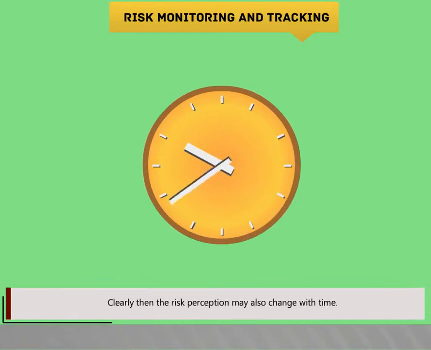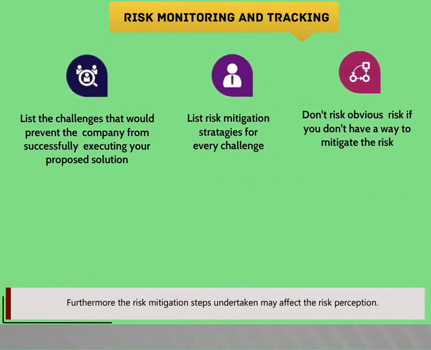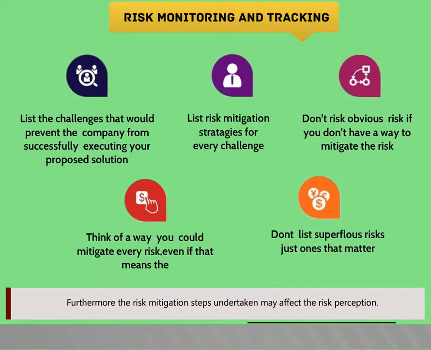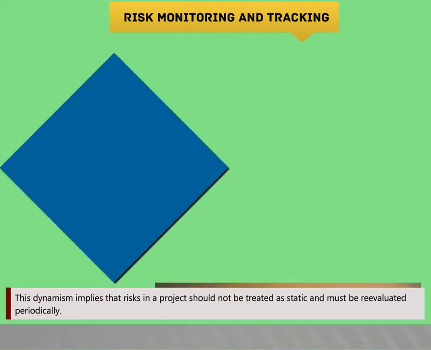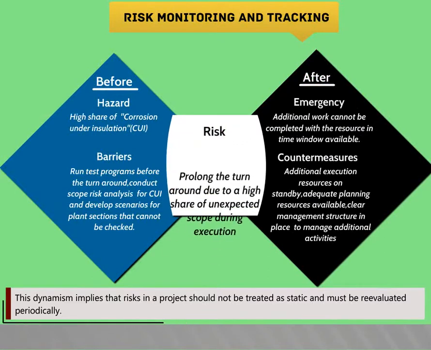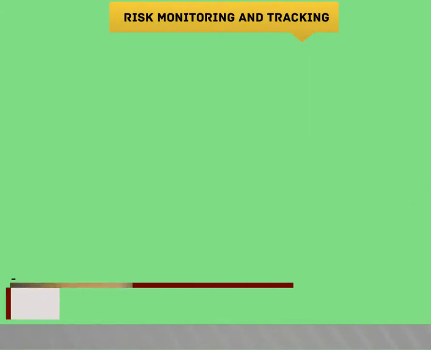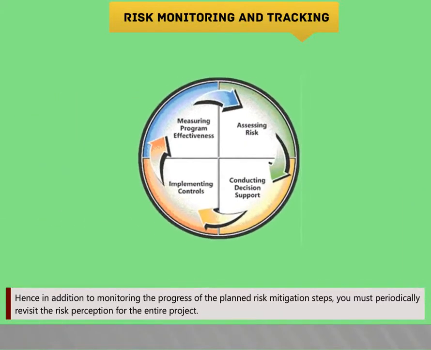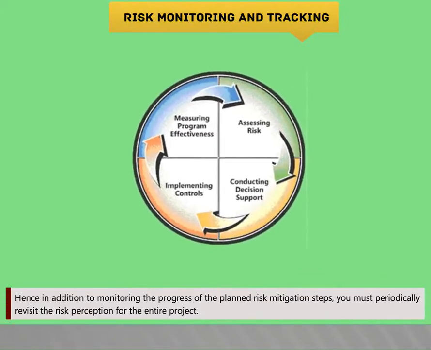Clearly, then, the risk perception may also change with time. Furthermore, the risk mitigation steps undertaken may affect the risk perception. This dynamism implies that risks in a project should not be treated as static and must be reevaluated periodically. Hence, in addition to monitoring the progress of the planned risk mitigation steps, you must periodically revisit the risk perception for the entire project.